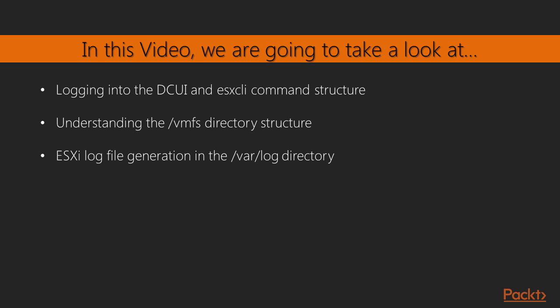So we will log into the ESXi direct console user interface. We'll take a look around very briefly there. We will look at the ESXCLI command structure. We will walk through some basic ESXCLI commands like esxcli network, esxcli software, esxcli system, and so on. We will also explore the VMFS directory, the /var/log directory and the sbin directory. In addition, we will look at some of the esxcfg config commands that are likely to be deprecated later on, but at this point are certainly very useful.